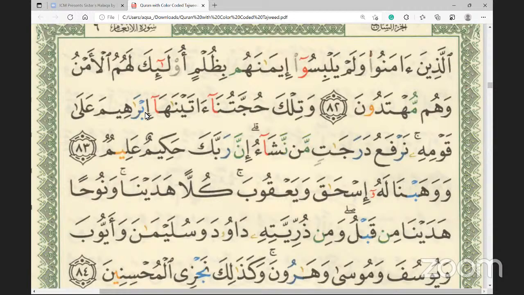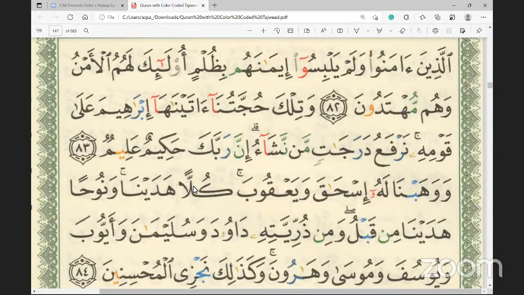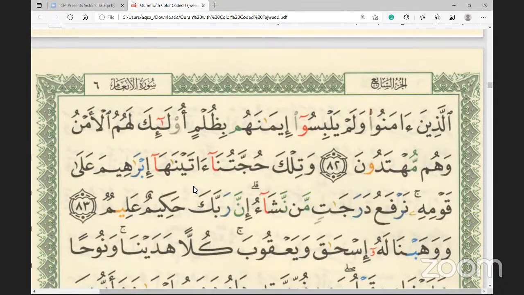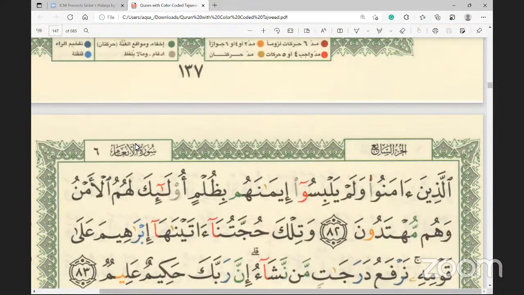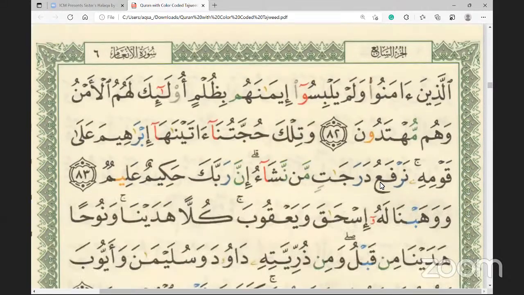آتَيْنَاهَا إِبْ. Why did I do that b sound? Because remember that light blue is simply to bounce it right there. The light blue is to bounce it. إِبْرَاهِيمَ عَلَى قَوْمِهِ. The Jeem, these flying little guys right there, are basically stop signs. So this is a stop sign. We'll talk about those later.